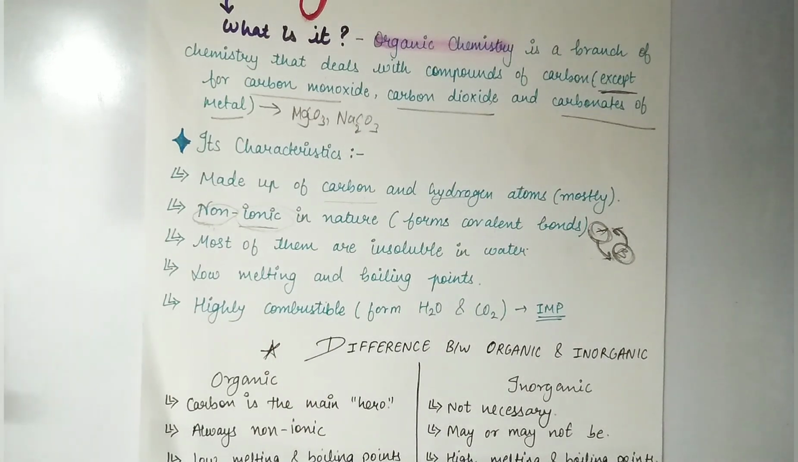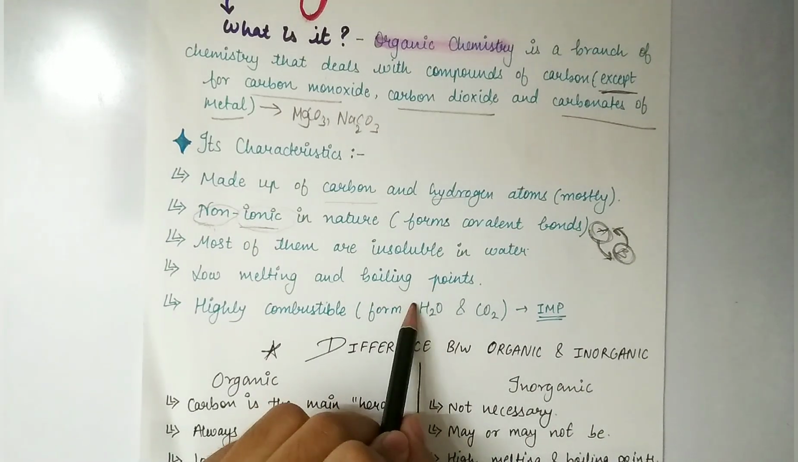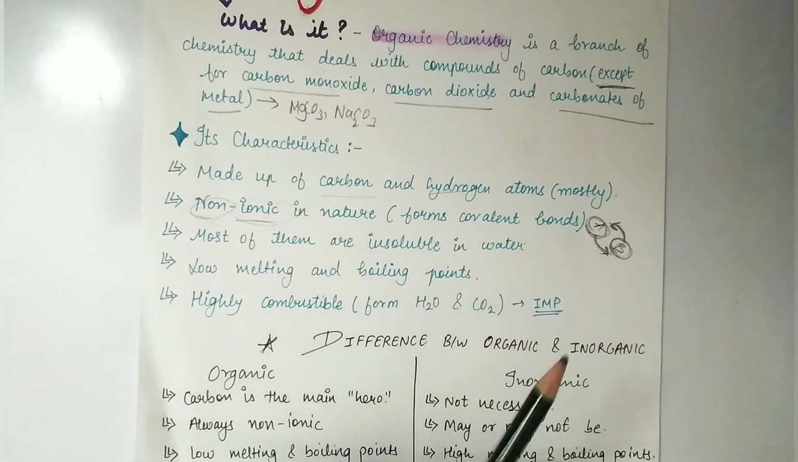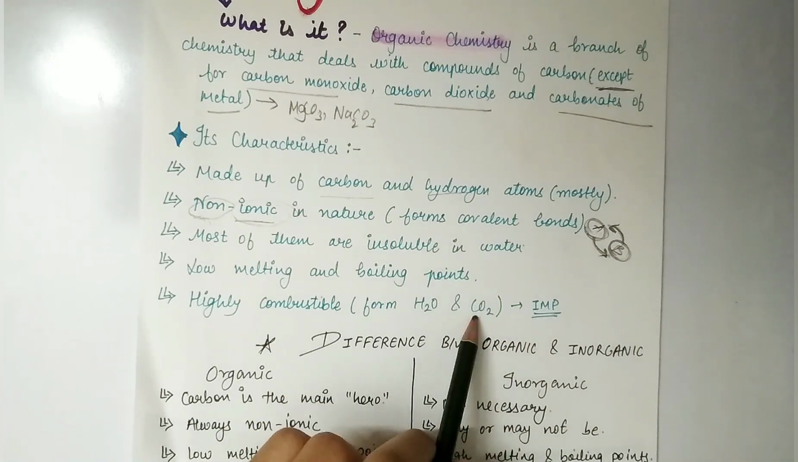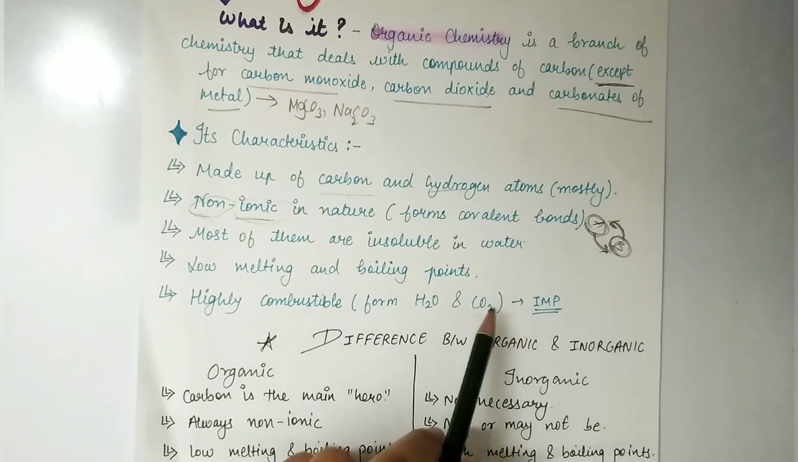The last point: they are highly combustible. It is a simple fact that organic compounds are highly combustible in air, and in excess of oxygen they form water and carbon dioxide. But remember, if the air or oxygen is insufficient or in less quantity, then instead of forming carbon dioxide, it will form carbon monoxide. So this is very important to remember.